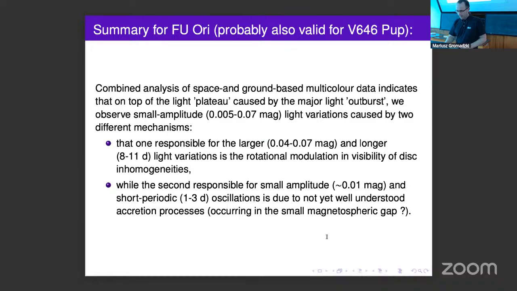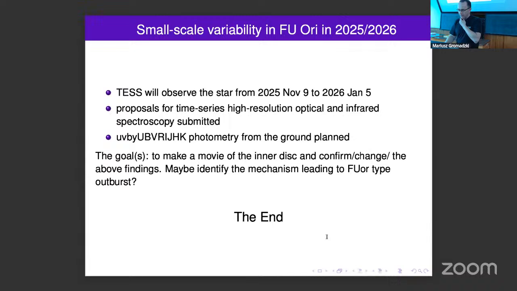And yes, these are some general conclusions about longer and shorter term oscillations visible in FU Orionis, also these 646 puppies. Actually, I'm organizing a campaign to make observations of FU Orionis from 9th November to January 5 next year, because it turned out that the TESS mission is still extended, and this year TESS will observe Orion for two months, for almost 58 days.